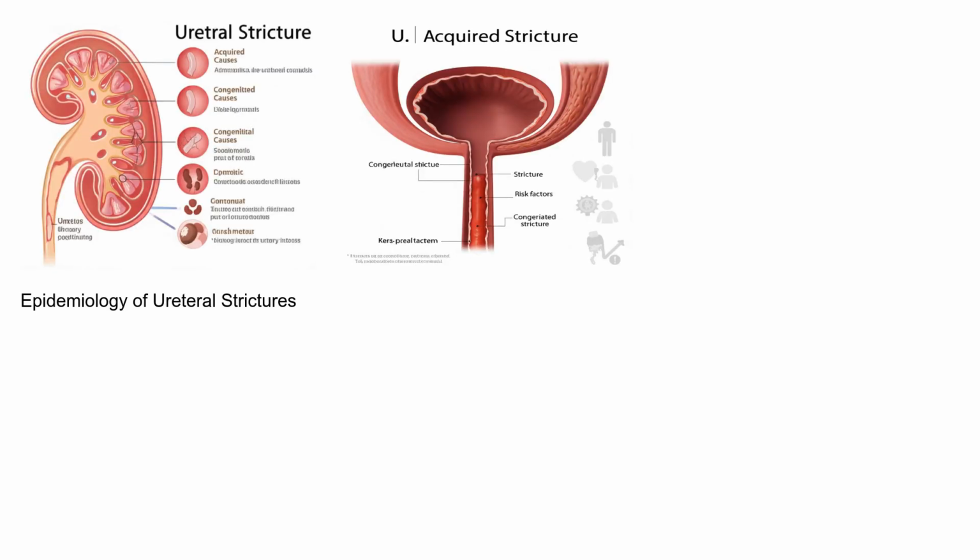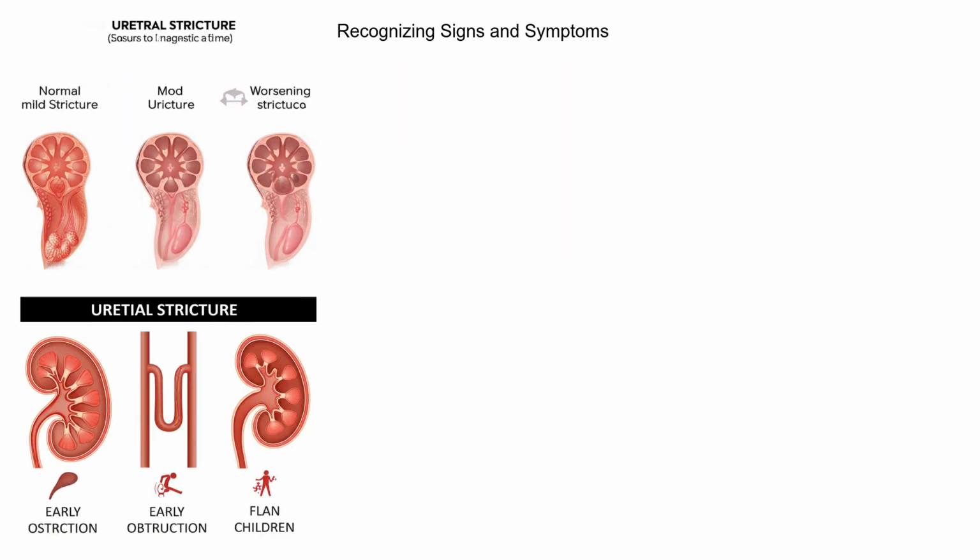Regarding epidemiology, it's difficult to pinpoint the exact prevalence of ureteral strictures. This is because many cases may be asymptomatic and go undiagnosed. However, we know that acquired strictures are more common than congenital ones. Factors such as a history of kidney stones, previous urinary tract surgeries, or radiation exposure increase the risk of developing a stricture. Certain populations, like those with a history of recurrent UTIs or specific genetic predispositions, may also have a higher risk. Recognizing the signs and symptoms is crucial for early diagnosis and treatment.